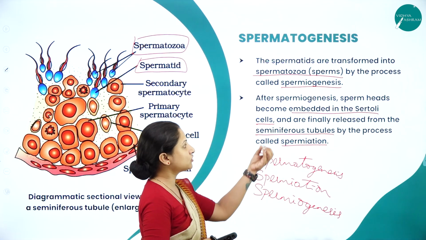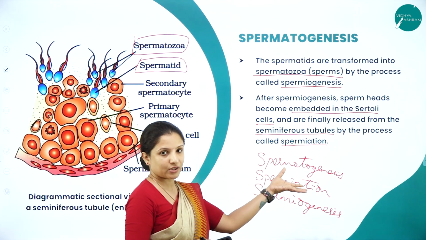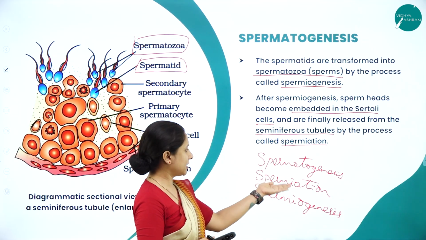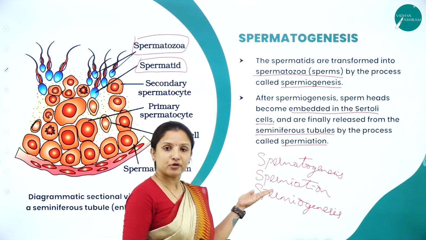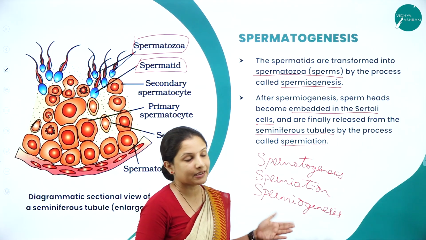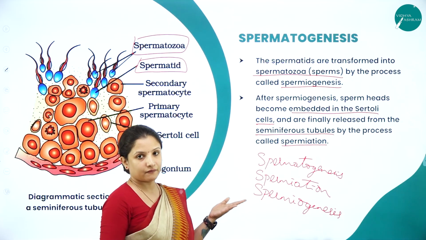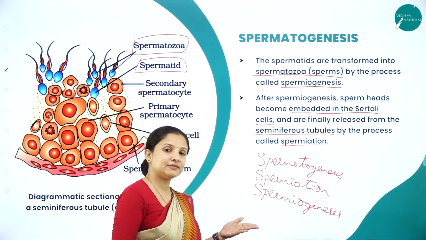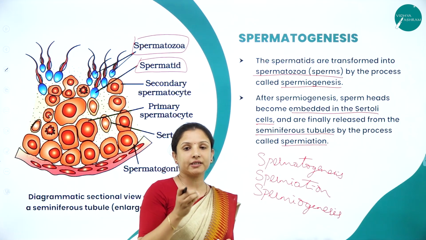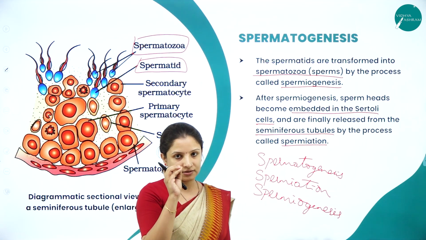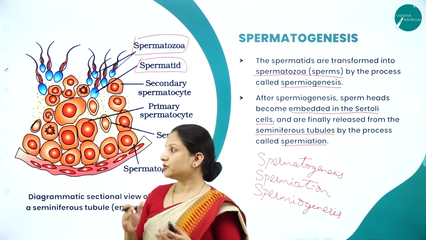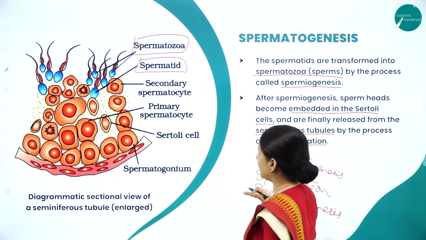Spermiation is the release of the sperms from the Sertoli cells and their movement out of the seminiferous tubules. That is called spermiation. Spermiogenesis is the transformation or conversion of the spermatids into spermatozoa, or sperms. Because once they are converted into sperms, only then will they be released from the seminiferous tubules, that is, only then will spermiation occur. So now you know the difference between the three.